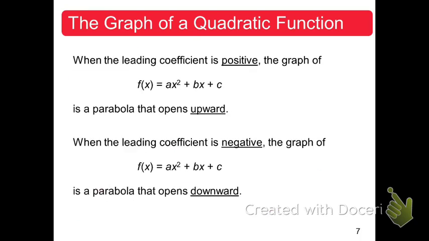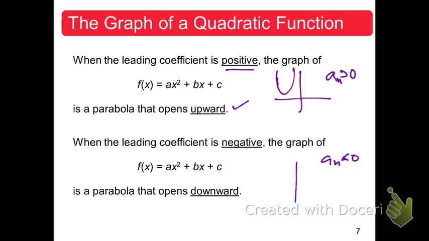So to reiterate what we said on our last graph, when a leading coefficient is positive, the graph opens upwards. Okay, so we have a graph that looks like this. When my leading coefficient is negative, a sub n is less than 0, then my graph opens downwards.